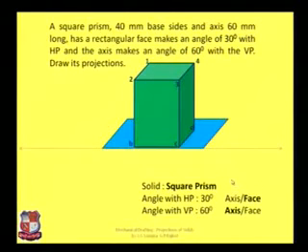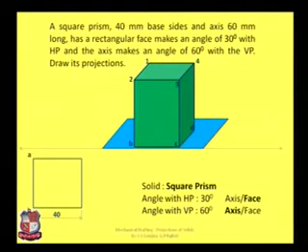How to draw the projection? First of all, draw the XY line that represents the intersection of the horizontal plane and the vertical plane. Then the next step is to draw a square of the given dimension, that is 40 mm side length. So draw a 40 mm square, name the points A, B, C and D. After naming these points, take projections from points A, B, C and D up to the XY line, and that will intersect the XY line at points A dash, B dash, C dash and D dash. Mark these points.